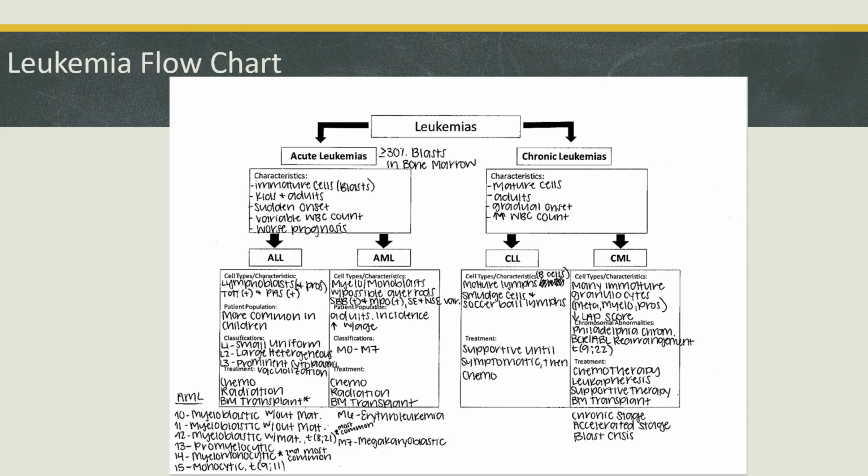All right, let's talk about AML. So our AML is a little bit more complicated. If you think about it, we have more types of myelocytes than we have lymphocytes, so that makes sense. Our primary cell types are going to be myeloblasts and monoblasts with possible Auer rods. We are going to see Sudan black B positive with our cytochemical stains and our myeloperoxidase positive.